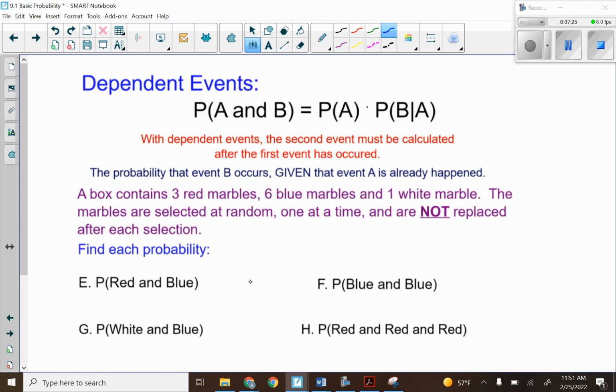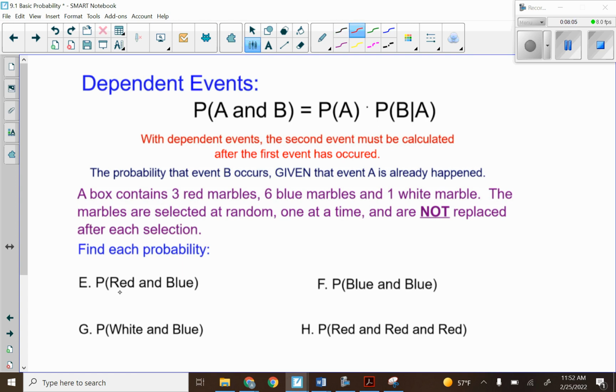Right. Now, probability with dependent events is P of A times P of B given A. This means the probability that B occurs given A has already happened. So we have to take into consideration what happened in our first draw. Our box of marbles has 3 red marbles, 6 blue, 1 white. What is the probability when we are not replacing?